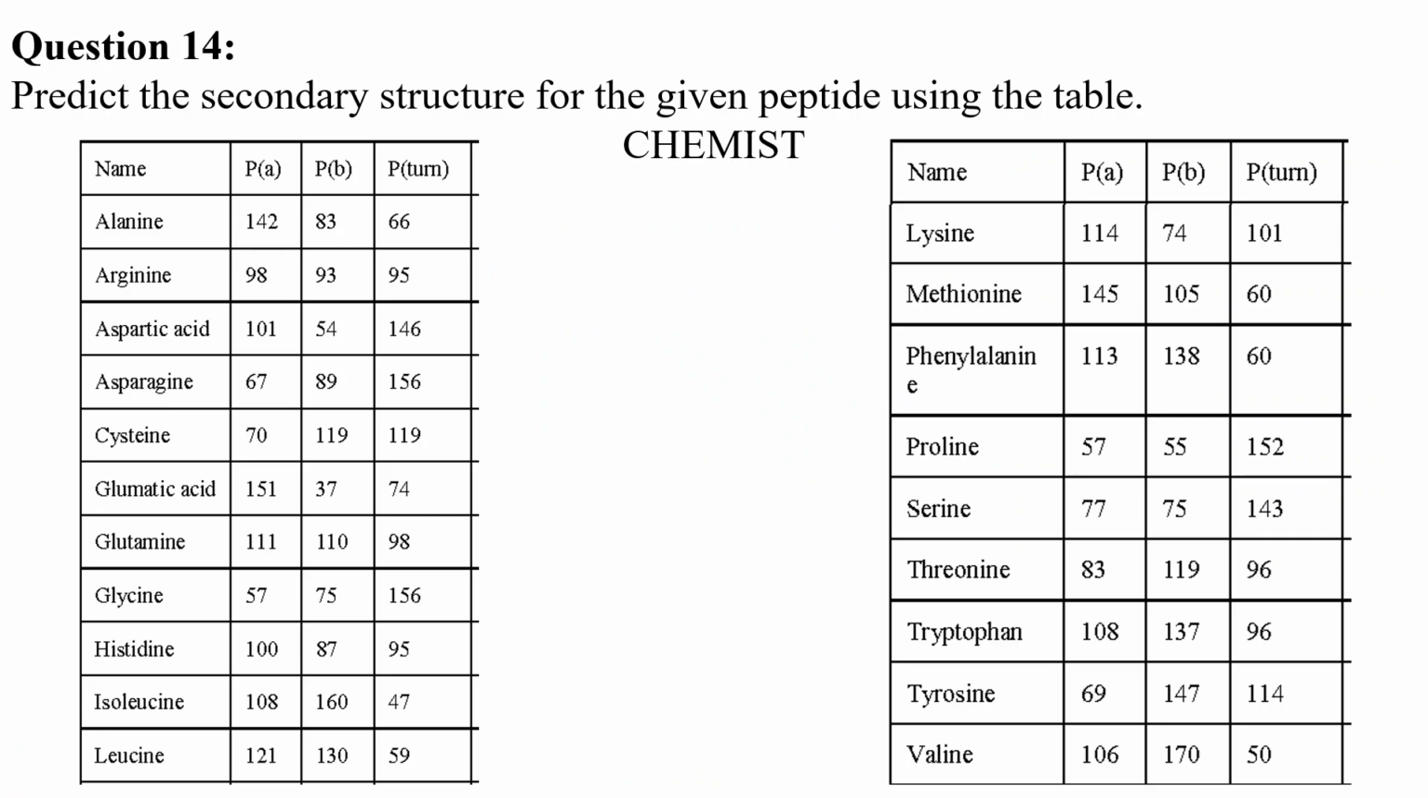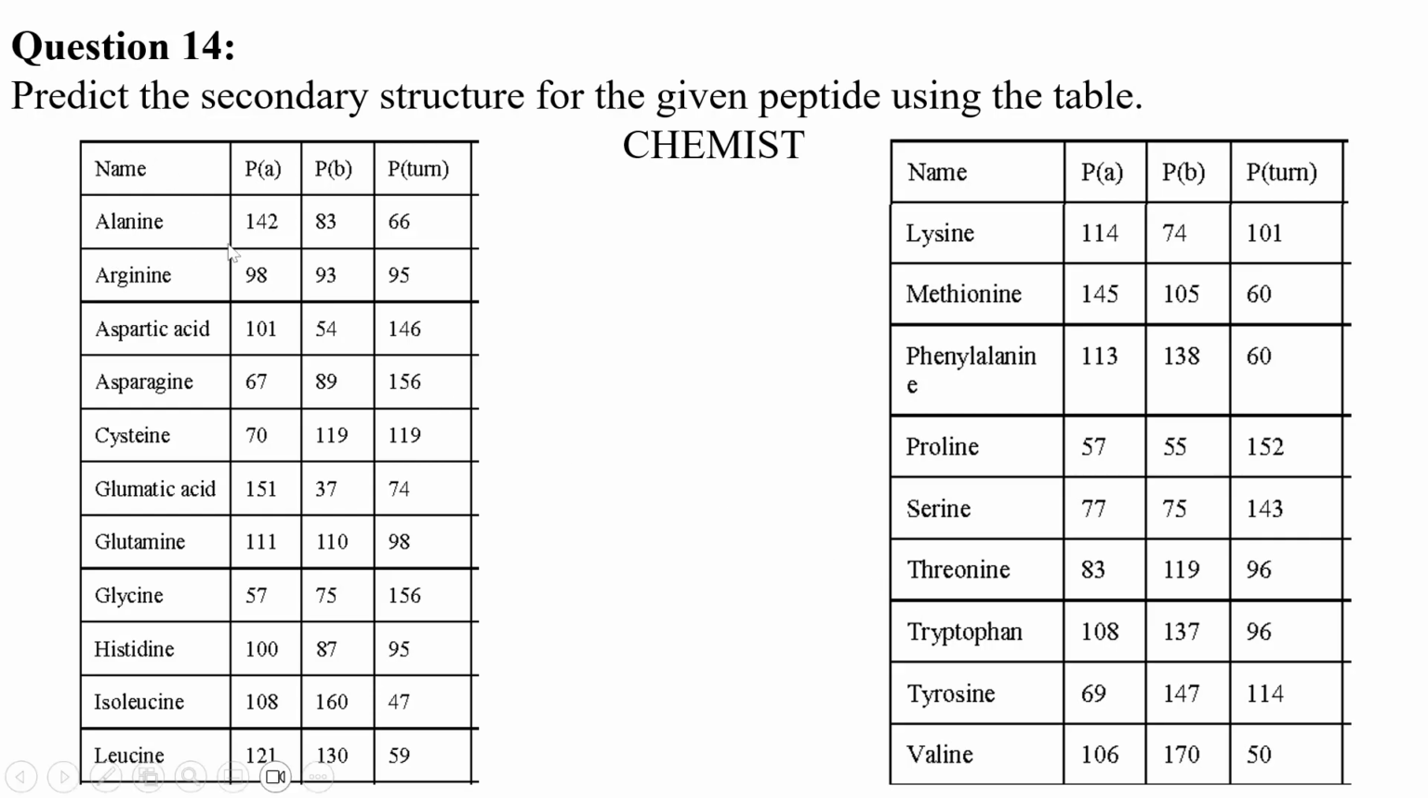Okay, so moving to the next question. Question number 14. Predict the secondary structure of the given peptide. The peptide is given, CHEMIST. I have given you the table that is showing the Chou-Fasman parameters. What are these parameters? These are basically the probability of an amino acid to become an alpha helix, a beta sheet, or a turn.